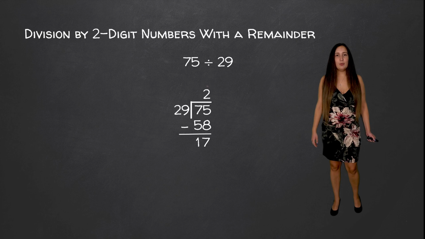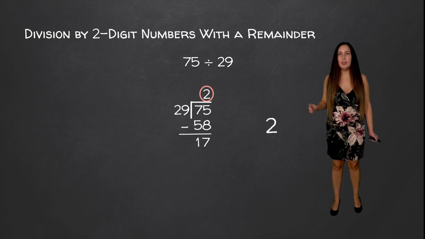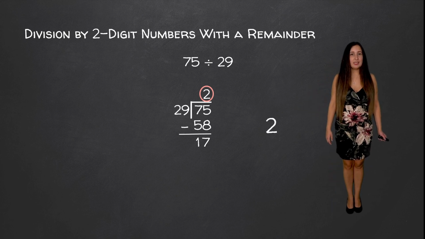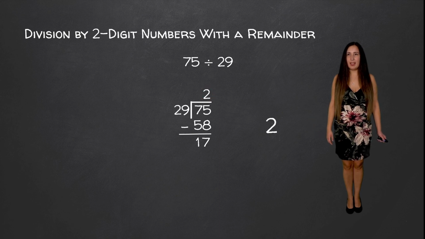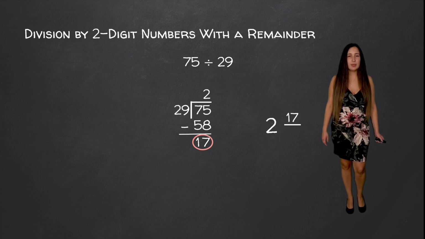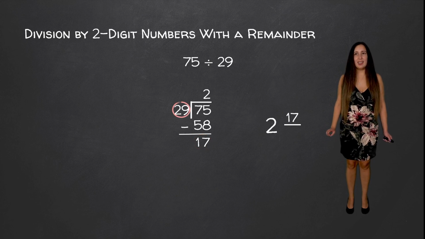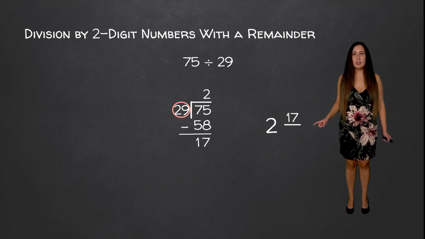So to write this out, we're going to start off with how many entire times 29 could go into 75, which is 2. That's going to be our whole number and our mixed number, and then we're going to set up our fraction. And so we know that 17 is our remainder, so our remainder is going to be our numerator. And then we're going to take our divisor, which is 29, and our divisor is always going to be our denominator.